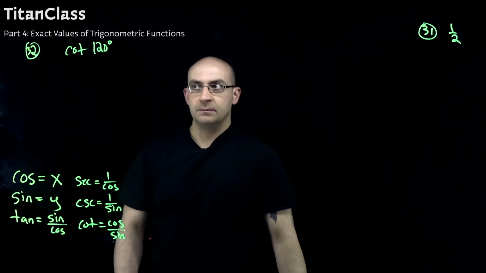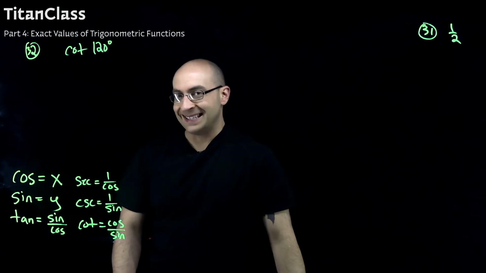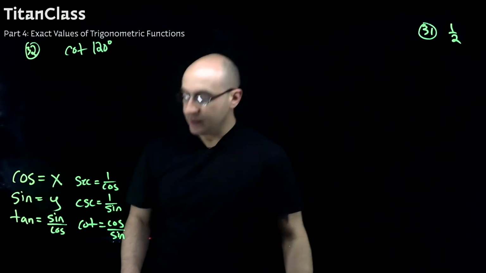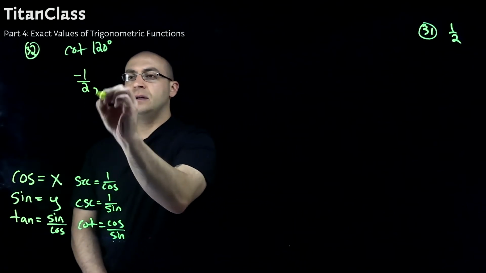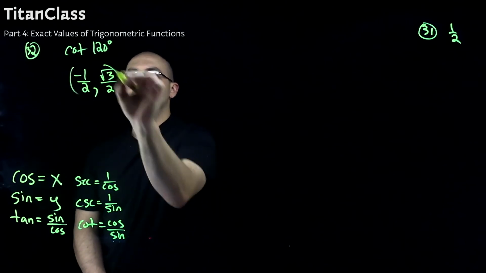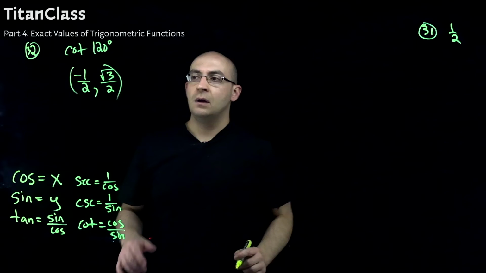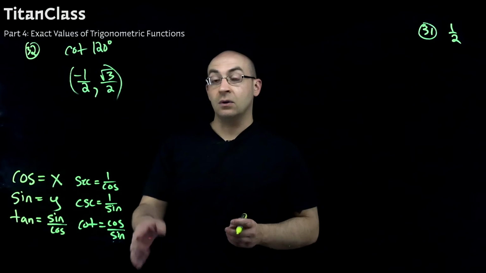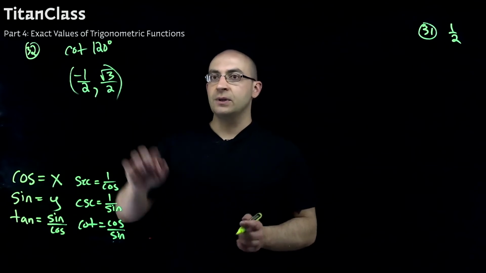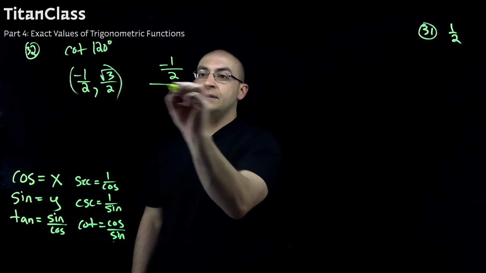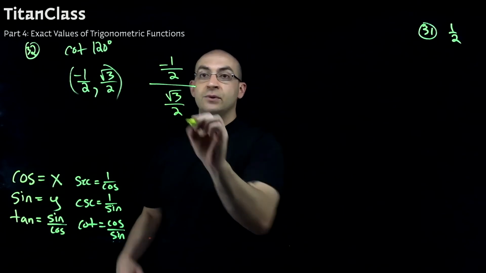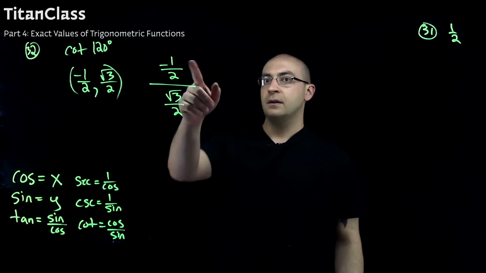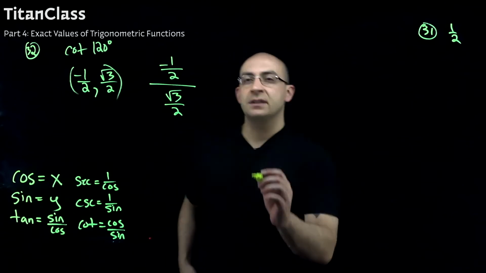First, I need to know what 120 degrees is. Like, what is that actual ordered pair? So 120 degrees on the unit circle is negative 1/2, comma, root 3 over 2. Okay, x, y. Well, cotangent is cosine divided by sine, or x divided by y. So I'm actually going to divide these things. Negative 1/2 divided by root 3 over 2. And the reason I'm doing that order again is because cotangent is cosine divided by sine, x divided by y.